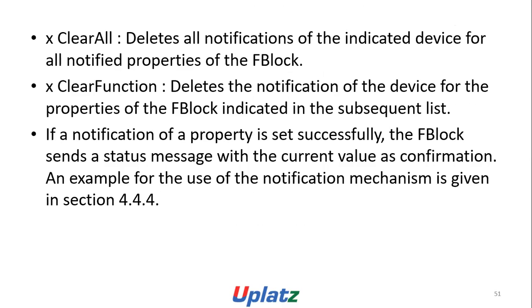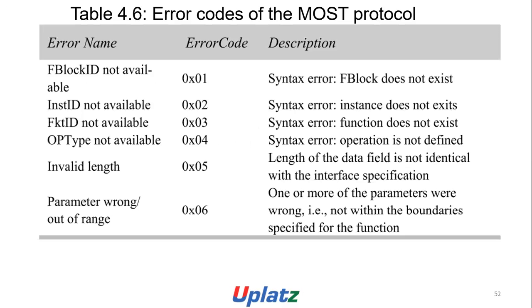Clear All deletes all notifications of the indicated device for all notified properties of the Fblock. Clear Function deletes the notification of the device for the properties of the Fblock indicated in the subsequent list. If a notification of a property is set successfully, the Fblock sends a status message with the current value as confirmation. An example for the use of the notification mechanism is given in section 4.4.4.